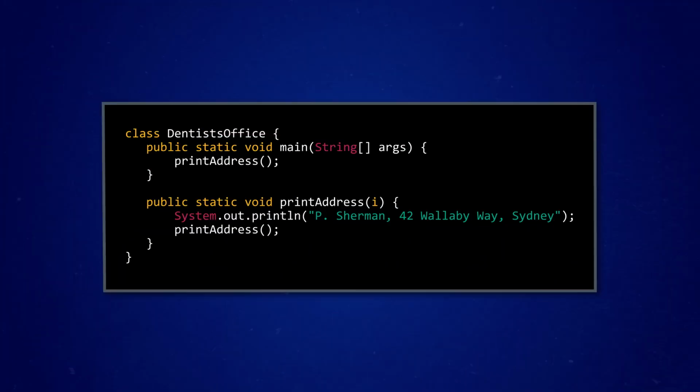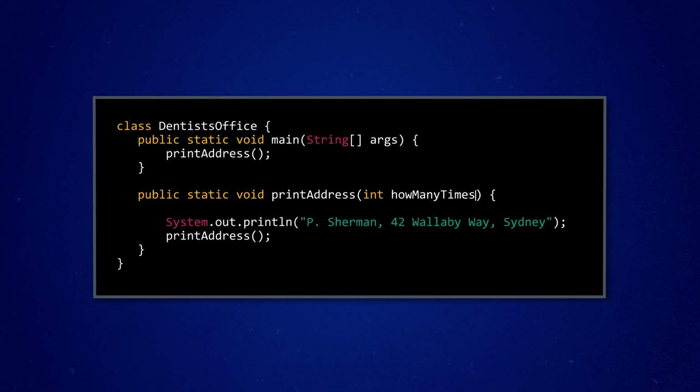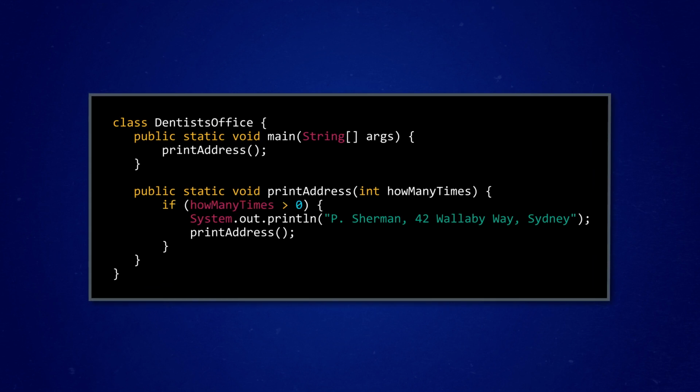To see how this plan comes together in Java, let's modify the code we just wrote. First, we'll introduce an integer parameter to our printAddress function named howManyTimes. This will represent the number of times we want our method to run. Next, we'll add an if statement at the very start of our code with the condition that the value of howManyTimes has to be greater than 0. Basically, this says if our counter is done, don't run this method again.